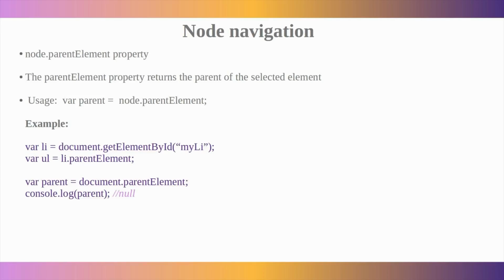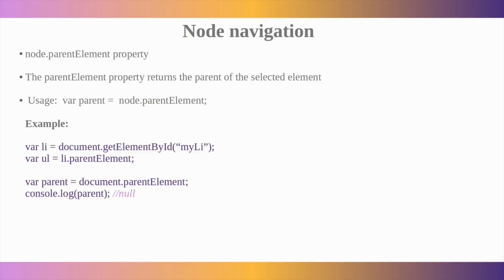The parent element property returns the parent of a specific element. In our project, we have 5 list items on our web page as list nodes or tags. In order to get the parent of the list nodes, we access the parent element property of our list items with the dot notation. In this example here, you can see that we get an element with the ID of myLI using the document.getElementById method and assign it to var li.